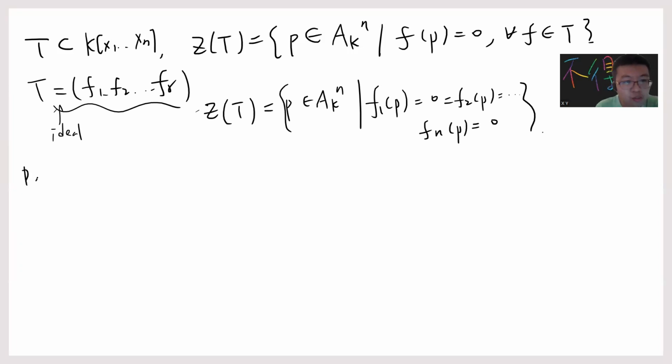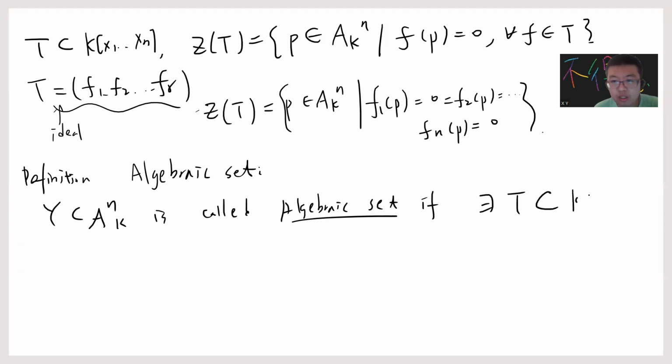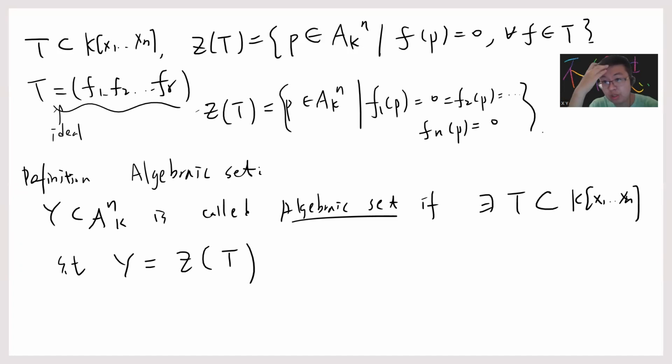So the very simple definition is an algebraic set. A subset Y of K^n is called an algebraic set if there is a subset T of the polynomial ring such that Y is Z(T). Simply speaking, it is just the zero locus of some subset of the polynomial ring. This is called an algebraic set.